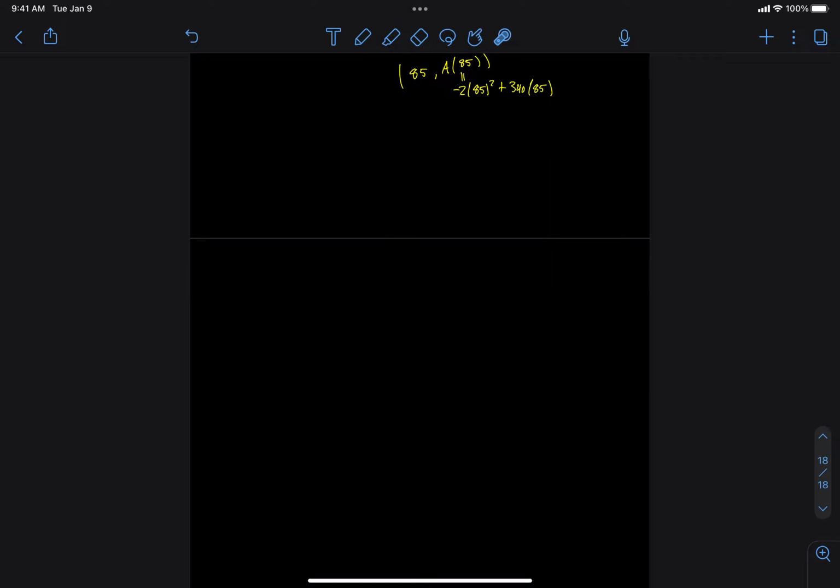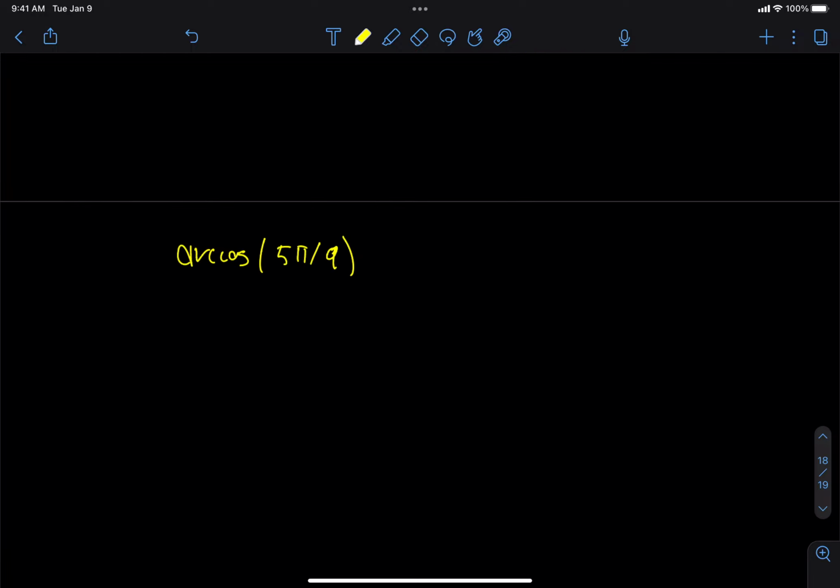Yeah, that was... That one's crazy. Why is it 5 pi over 9? Did you have this on your homework? I might have removed this. No, we did. You did? Yeah, I remember that one.